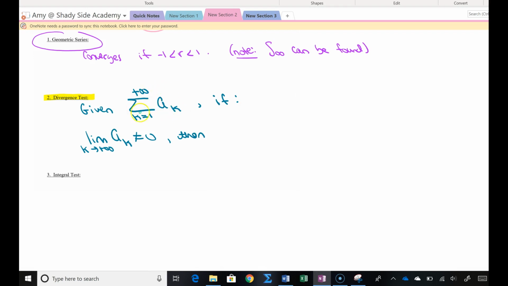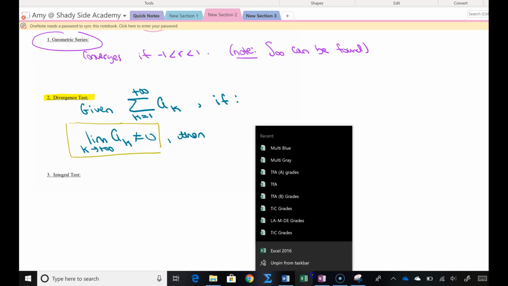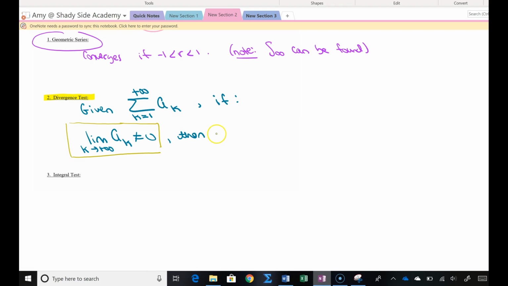Given some series that's infinite, if, and look at this right here, the limit as k approaches infinity of a sub k does not equal 0. Some people like to say, are we saying the infinitieth term in this series, or the quote-unquote last term of the series? If the last term of this series is not 0, right? So if the limit as k approaches positive infinity of a sub k, the quote-unquote last term, is not 0, then, whoa, what's going on? Then the series diverges.